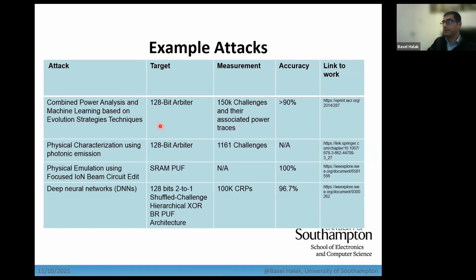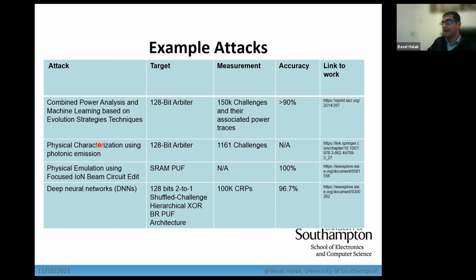This is effectively some examples of attacks. So here we've got a 128-bit Arbiter, which is being cloned using an evaluation strategy technique. So the mathematical model can have an accuracy of more than 90%. A link of the work, and we needed for that 150K challenge and responses. We have here physical characterization.